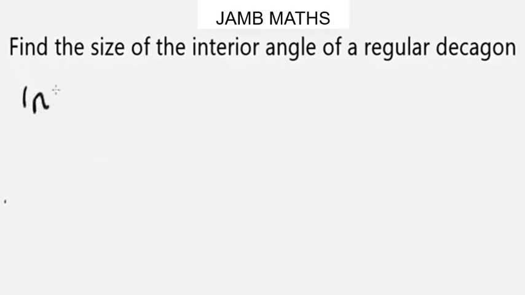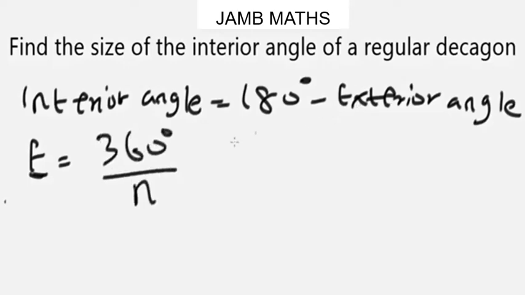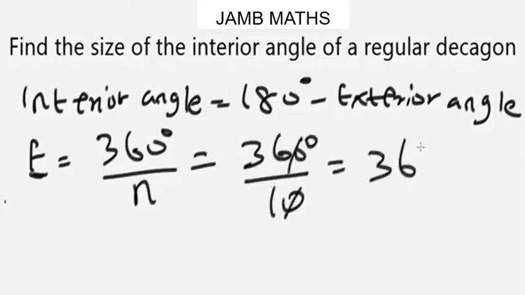We're going to apply this formula: interior angle equals 180 degrees minus exterior angle. Now in this question we are dealing with a 10-sided polygon, which is a decagon. Alright, let's find the exterior angle. Exterior angle, let me use E, is found using 360 degrees over n, and our n, the number of sides, is 10. So this is going to give us 360 degrees over 10, which will give us 36. So from this exterior angle we have found, we plug it into this formula.